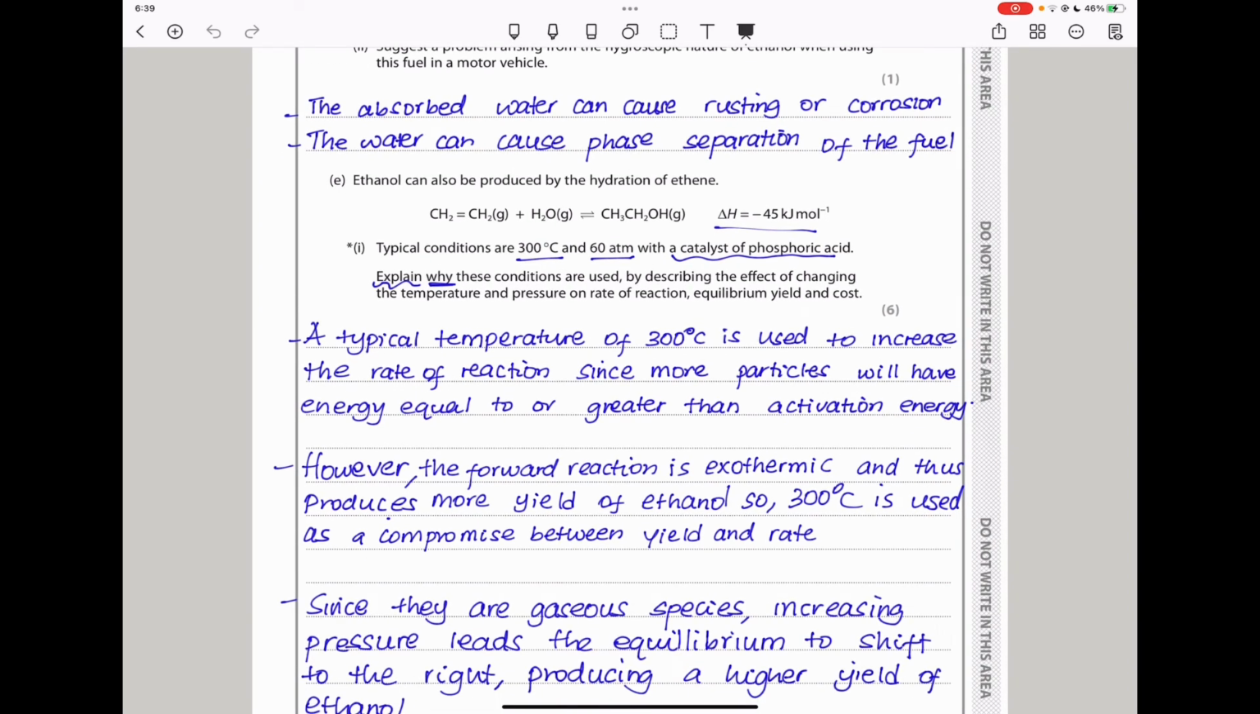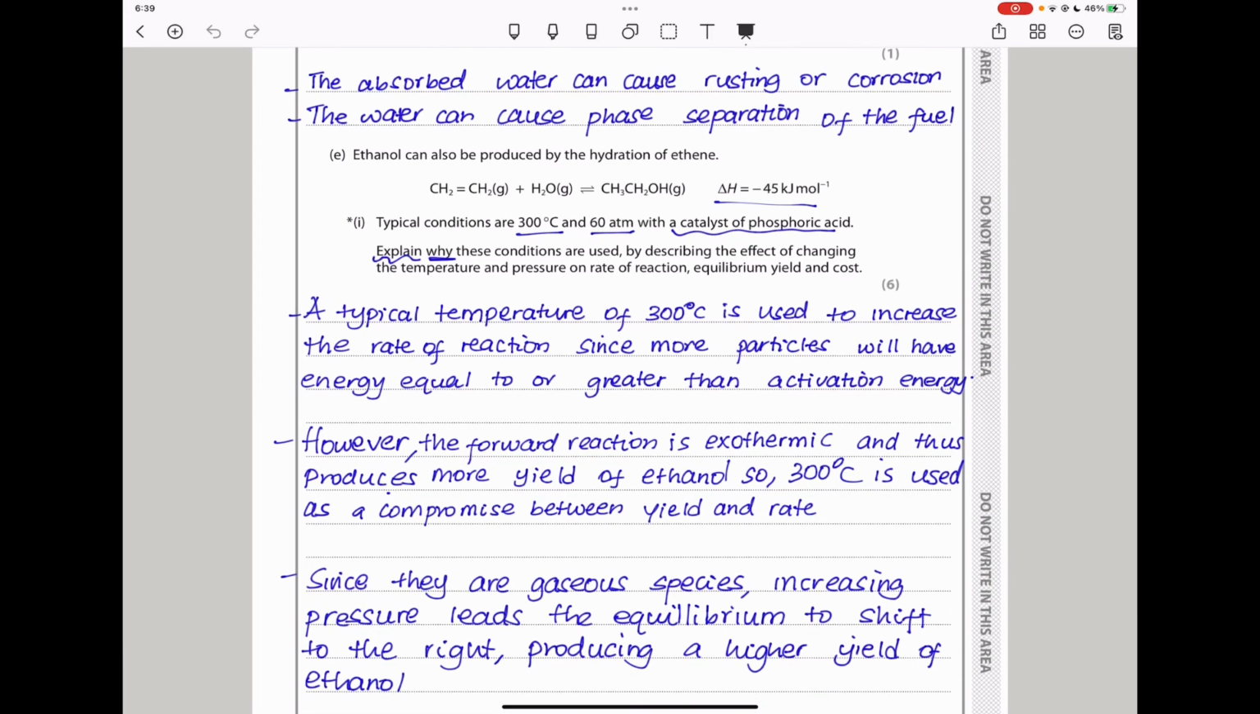So part E says, ethanol can also be produced by the hydration of ethene. Of course, this is ethene plus steam gives us ethanol. The enthalpy change for this is negative 45 kilojoules per mole, and this is a reversible reaction. They say typical conditions are 300 degrees Celsius, 60 atmospheres with a catalyst of phosphoric acid. So we can see this reaction is carried out at quite a high pressure, at a high temperature, yet it is exothermic in the forward direction, and they also use a catalyst.